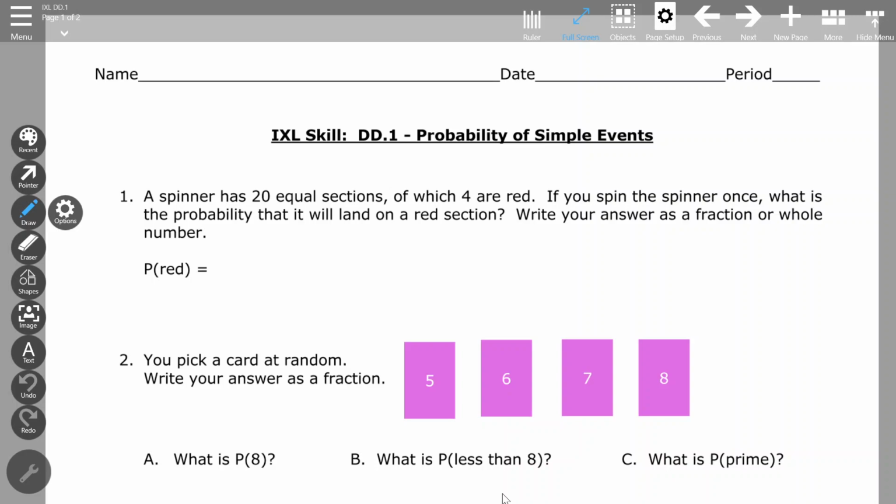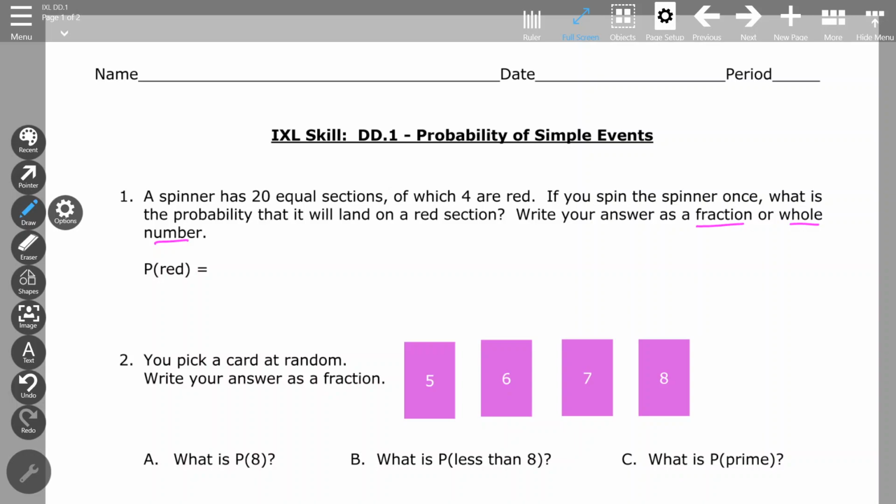Number 1. A spinner has 20 equal sections of which 4 are red. If you spin the spinner once, what is the probability that it will land on a red section? Write your answer as a fraction or whole number. Now, this is important, a fraction or a whole number, because some of the questions on the IXL lesson will ask you to write it as a percentage.